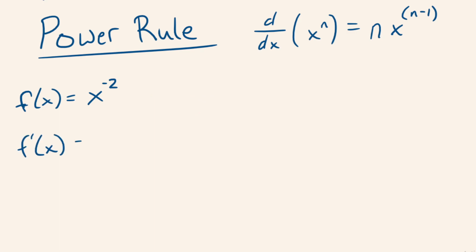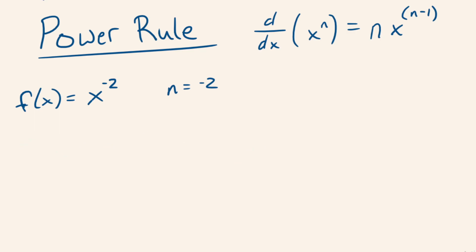So we have f prime of x here. First, let's locate our n, which is going to be negative 2. And then let's just fill in the formula. Negative 2 times x to the power of negative 2 minus 1. That's just going to be negative 3. So you can have this as your answer, or you can simplify it a little bit more and change it to that. Either is fine for most cases.